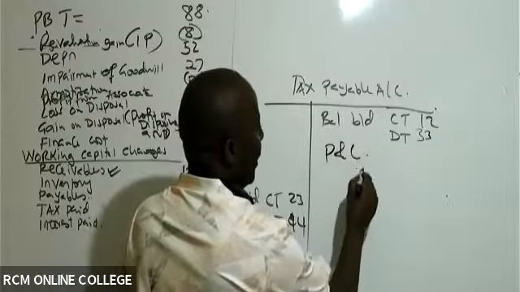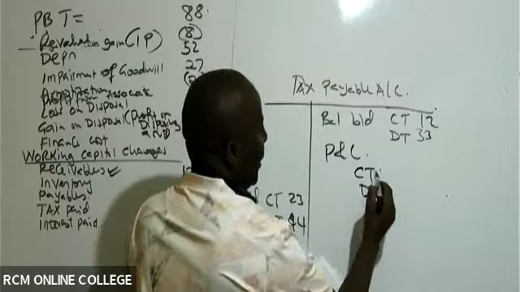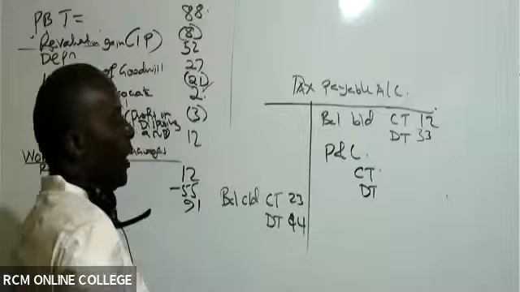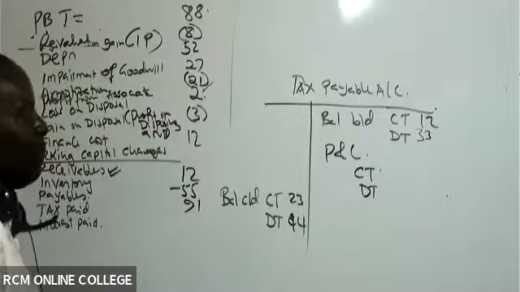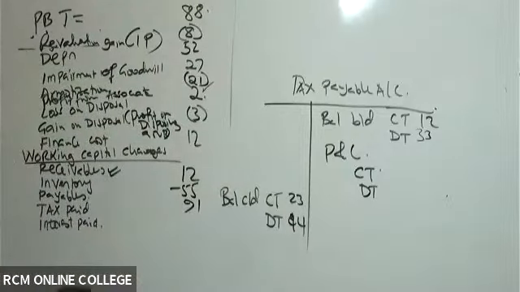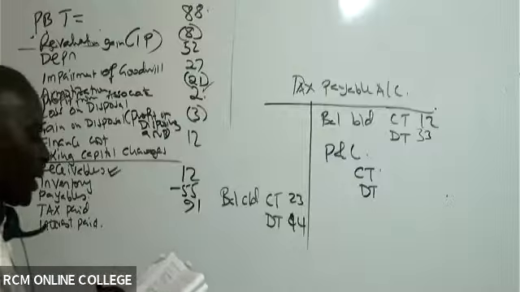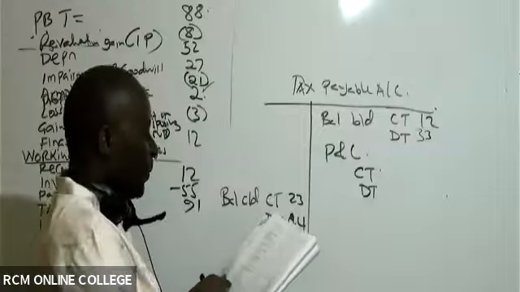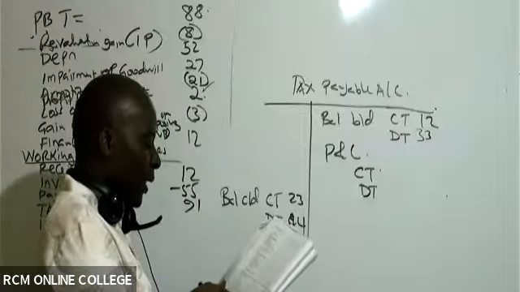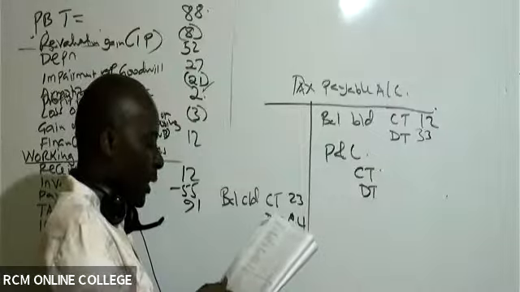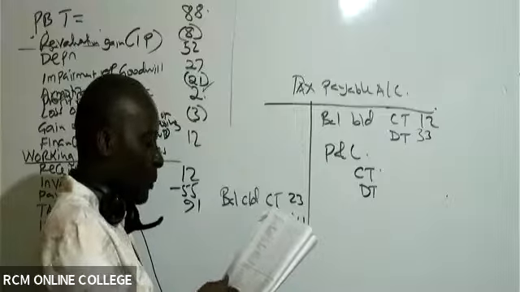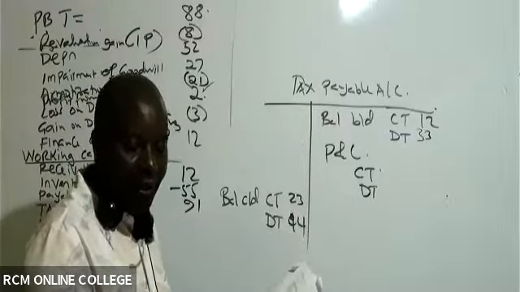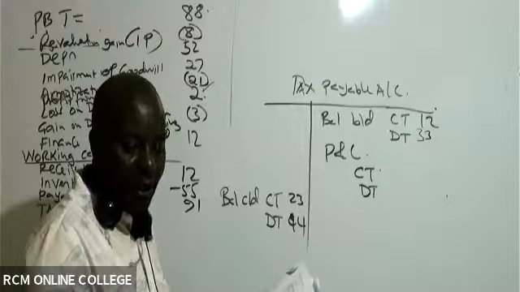So the P&L, CT, DT. P&L is for the year, profit and loss for the year. We are crediting because P and L will increase. So in this case, ladies and gentlemen, I can see the P and L. Is there somebody who is able to see P and L where we have income tax expense? Oh yeah, income tax expense.